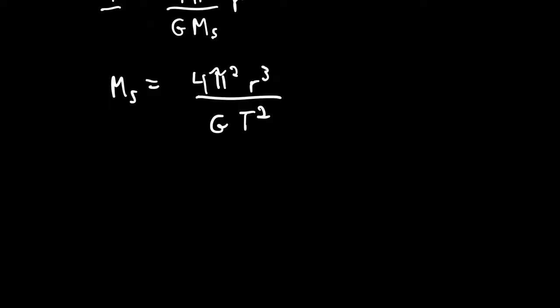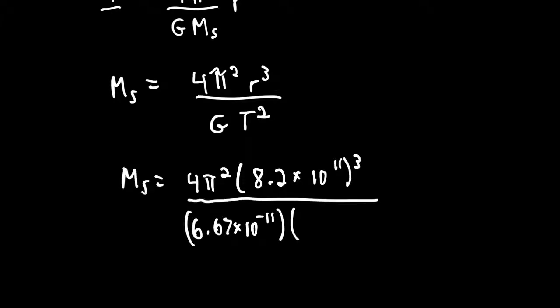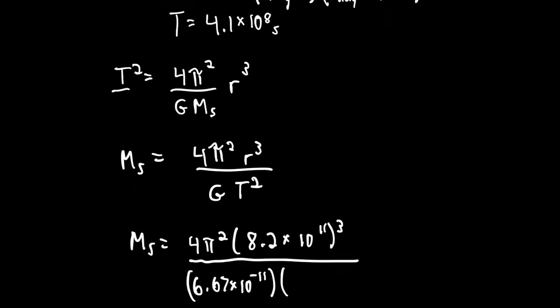So that was algebra. We find M_S equals 4 times pi squared times r cubed. R is 8.2 times 10 to the 11, cubed. Where did that come from again? That was given. That's how far away my planet is as it orbits this star. Divided by 6.67 times 10 to the negative 11. That's what big G is. Do you have to memorize that? No, I'll give that to you. Put it on your cheat sheet if you don't remember.